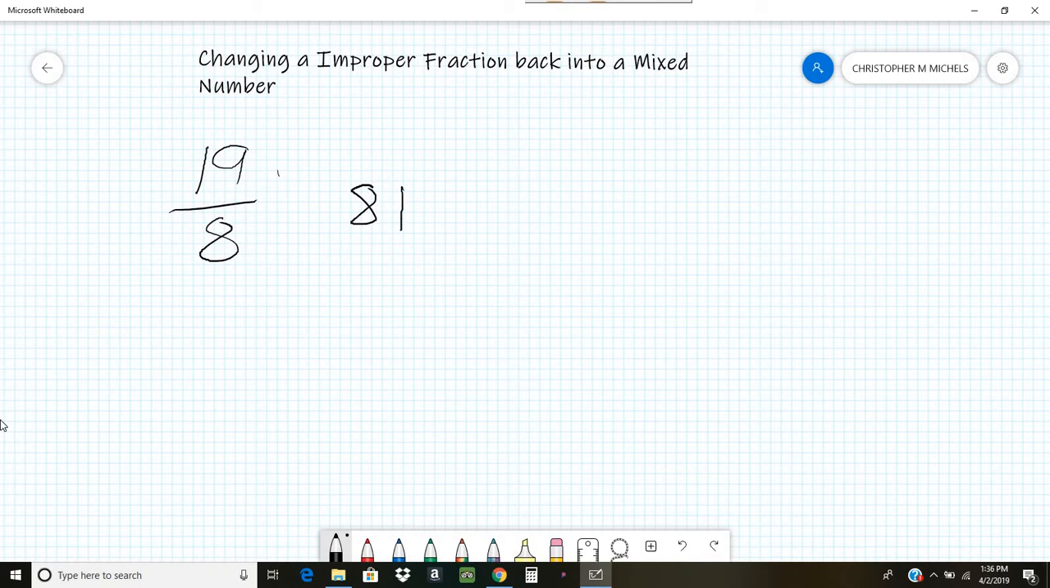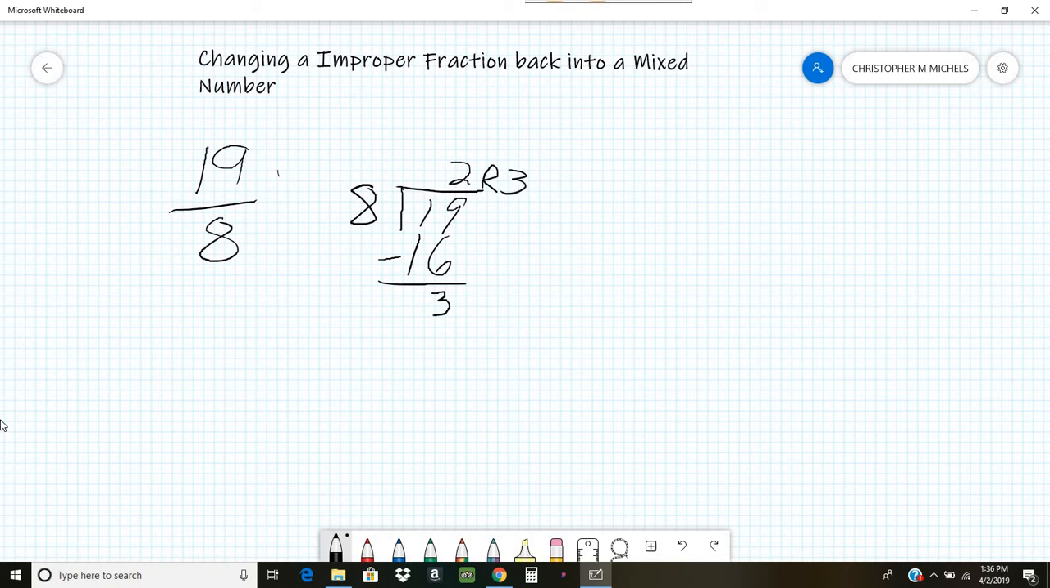So let's do 8 divided into 19. 8 doesn't go into 1, but 8 goes into 19 2 times. So 8 times 2 is 16. Let's go ahead and subtract those. We get a remainder of 3.